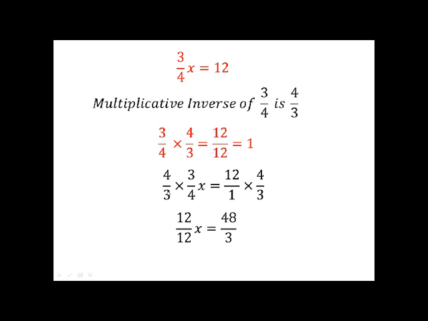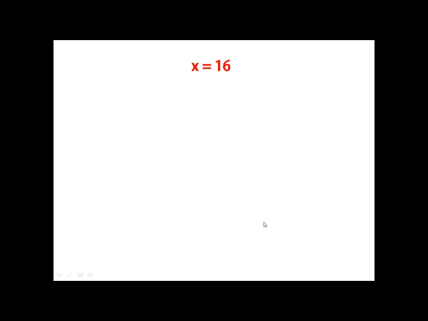Now, on this side, we have 4 times 3 is 12, 3 times 4 is 12, and on the opposite side, 12 times 4 is 48, and 1 times 3 is 3. So now we have x, because this is 1, 12 divided by 12. It just leaves the x by itself. And then on the other side, 48 divided by 3 equals 16. So x will equal 16.